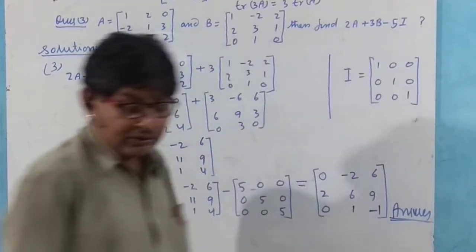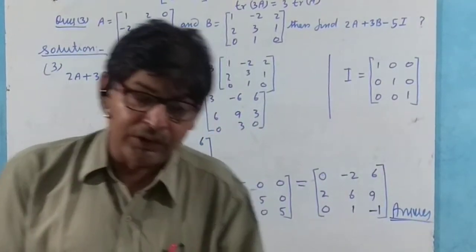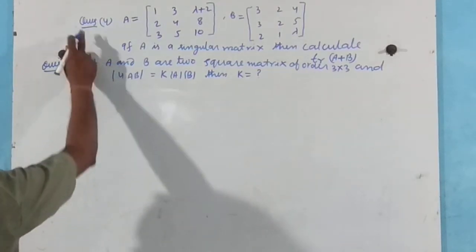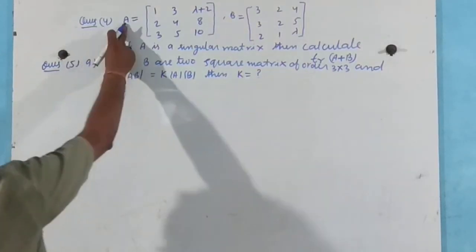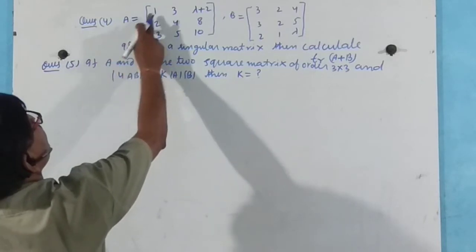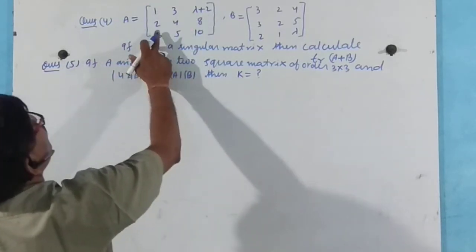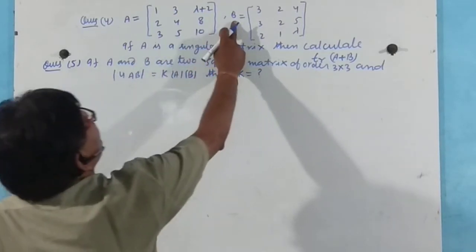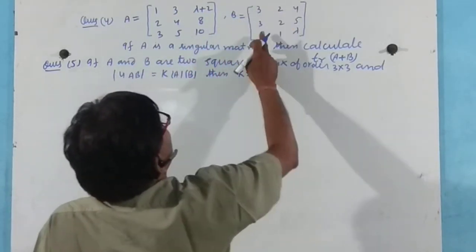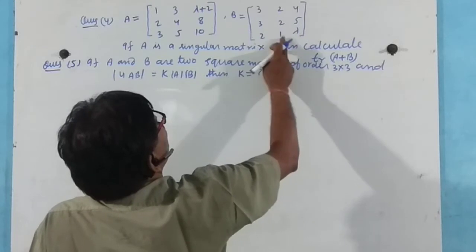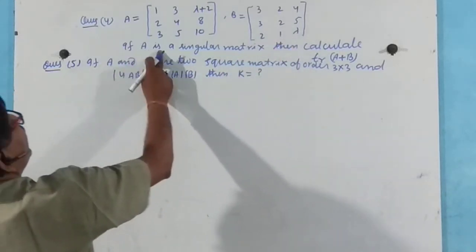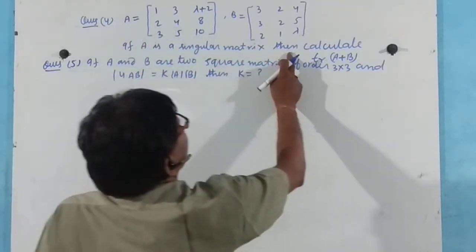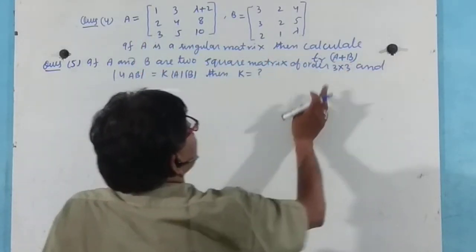Now we take another problem. Question number 4. Matrix A is 1 3 lambda plus 2, 2 4 8, 3 5 10 and B equal to 3 2 4, 3 2 5, 2 1 lambda. If A is a singular matrix, then calculate the trace of A plus B.